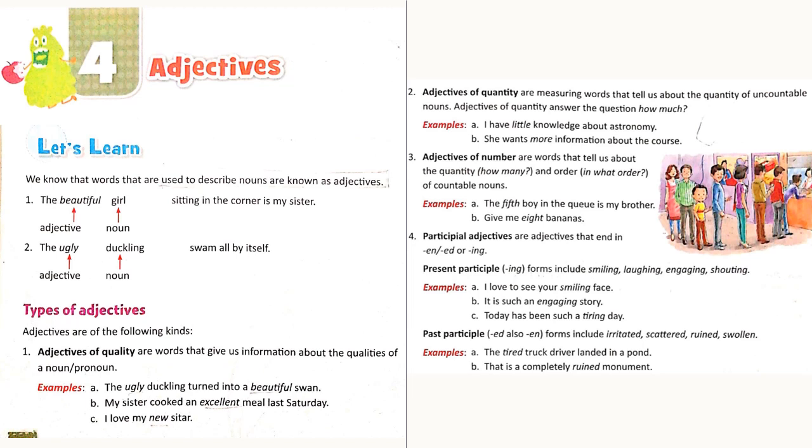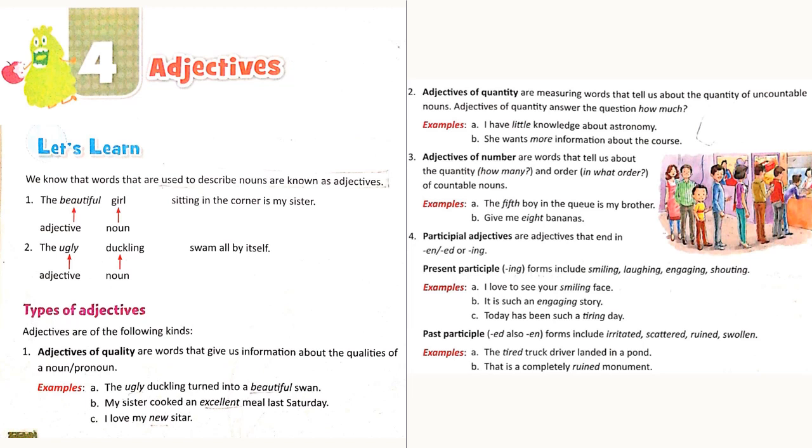Adjective of quantity. Adjective of quantity answers the question how much. Adjectives of quantity are the measuring words, and these words are used for uncountable nouns. For example, I have little knowledge about astronomy. How much knowledge do I have? Little. So little is saying about the quantity of the uncountable noun knowledge. That's why it is an adjective of quantity.